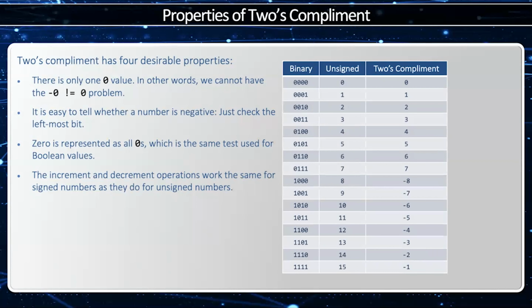Now, if I'm at 1111, from an unsigned integer, that's 15. If I add 1 to that, I'm going to get all zeros, which is 0. So I'm going to wrap around in the intuitive way. Now, if I'm -1 in 2's complement, if I add 1, I should get 0. And sure enough, 1111 plus 1 is 0. So it works exactly the way you expect.